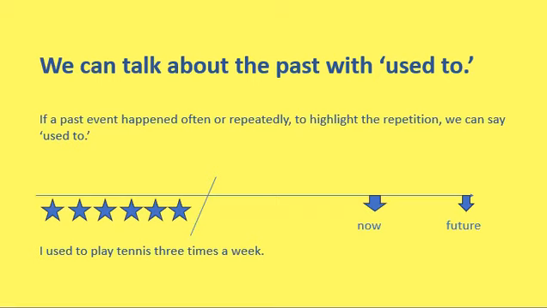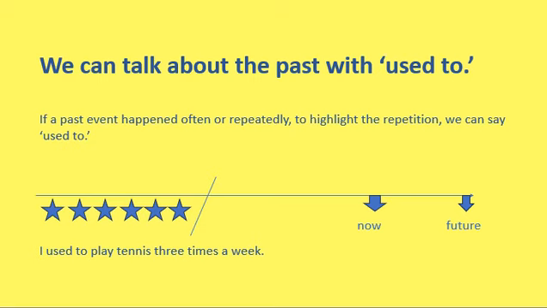We can talk about the past with used to. We do this instead of using the past simple when we are talking about an action, event, or state that happened many times in the past, and we want to highlight that the event was a habit or it was repeated many times.